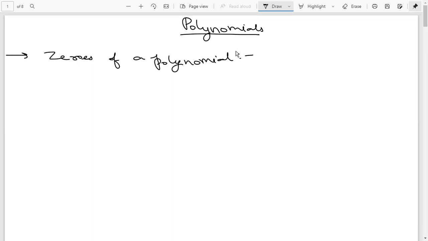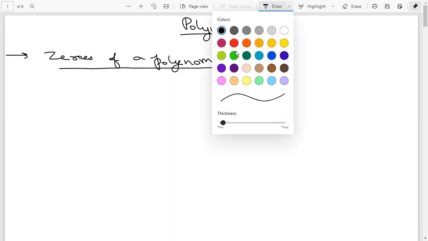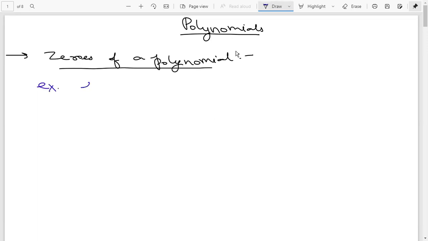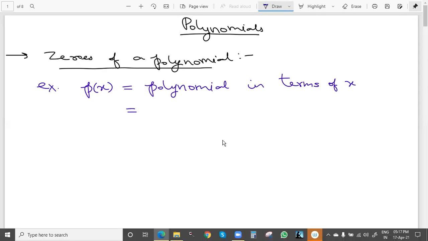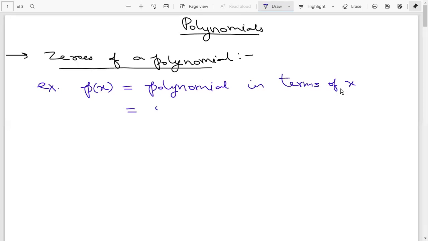See what we mean by zeros of a polynomial. Let me start with a small example. Suppose this is the polynomial p(x). p(x) means a polynomial in terms of x, and this equation will have values in x. Let this equation be x square minus 3x plus 2. Let this be our example.